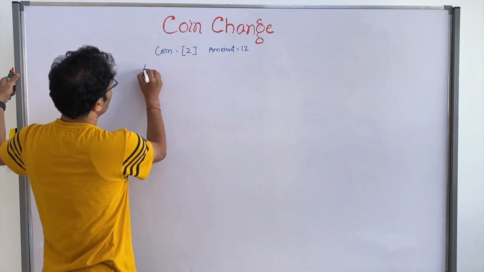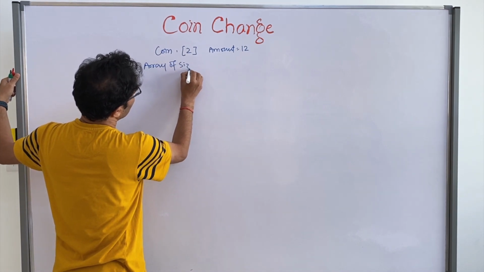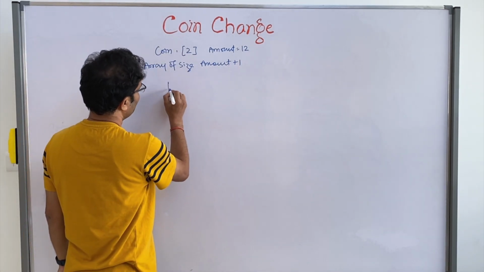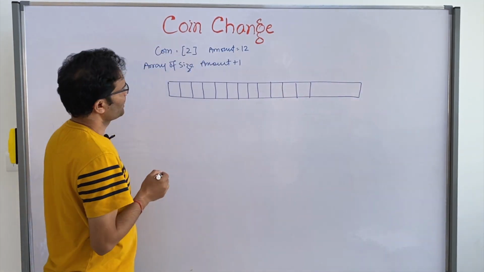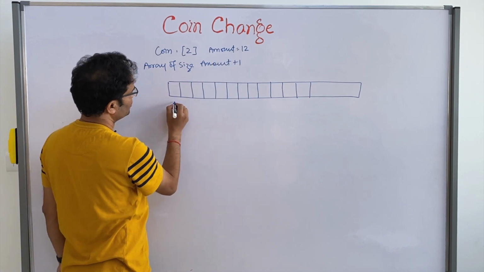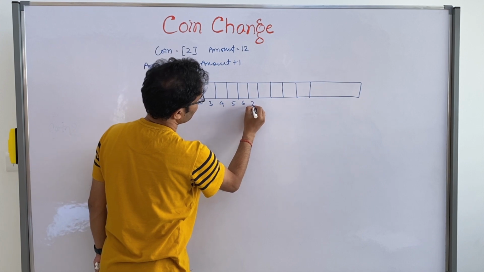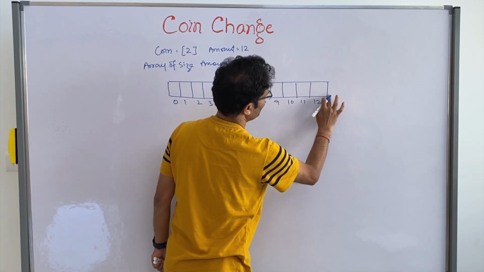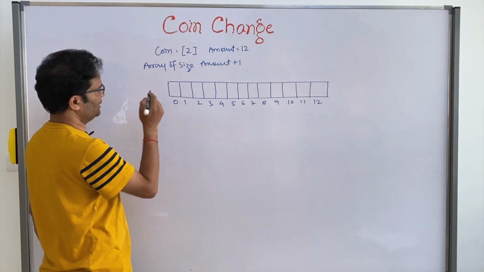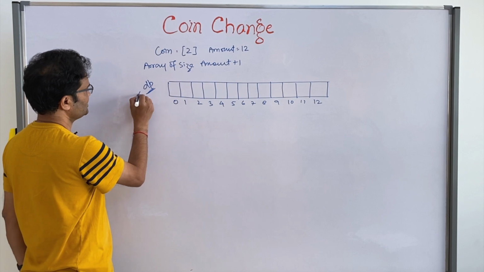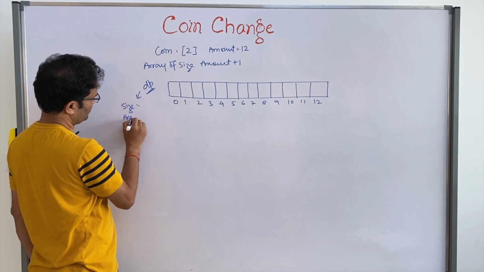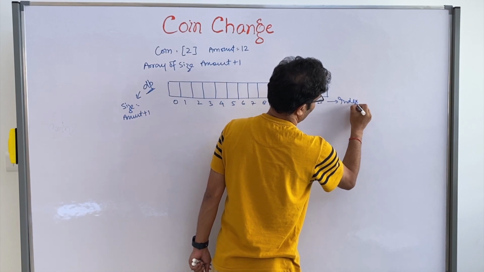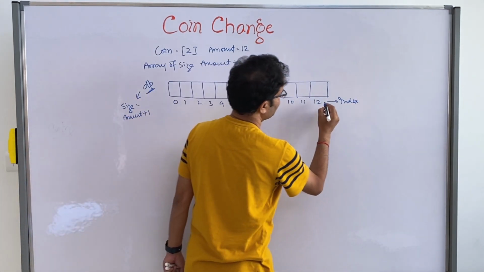So what you do is make one array of size amount plus 1. In this case we have 12, so make one array of size 13, right? So 0, 1, 2, 3, 4, 5, 6, 7, 8, 9, 10, 11, and 12. This is the total size 13 of the array, and you can give it any name. Suppose I am giving it DP. So this is the array, right? And what is the size of DP? The size is amount plus 1, and these are the indices of the array. But here we will consider these as the amounts.